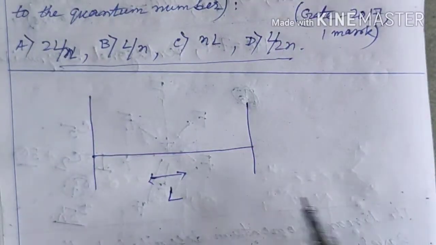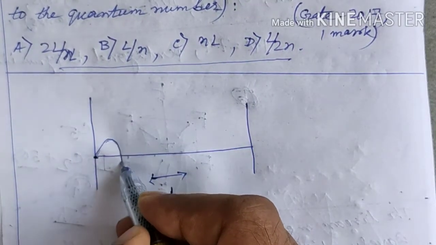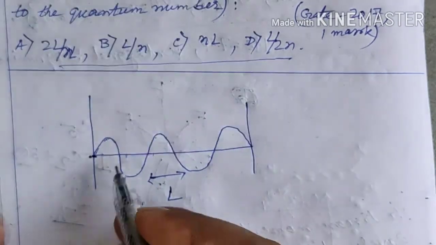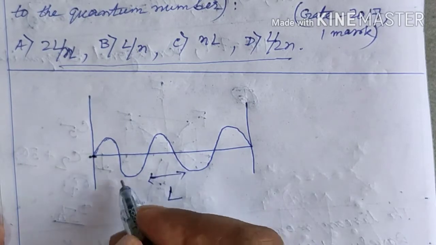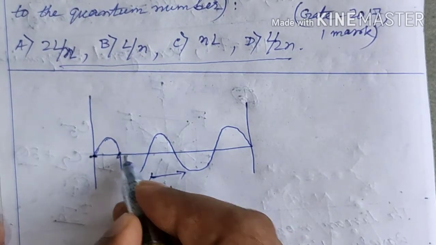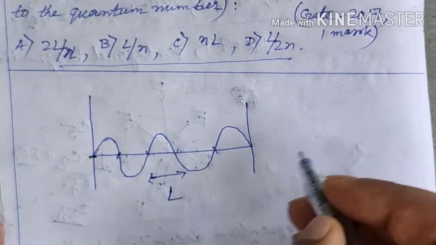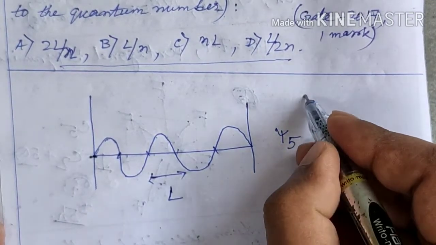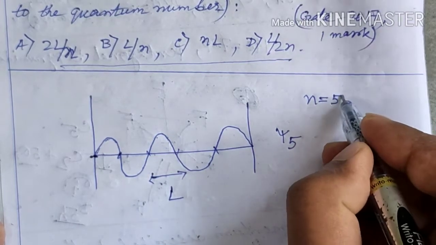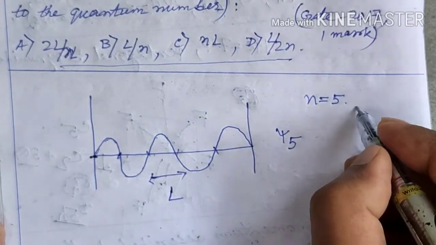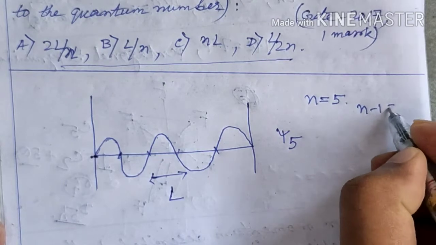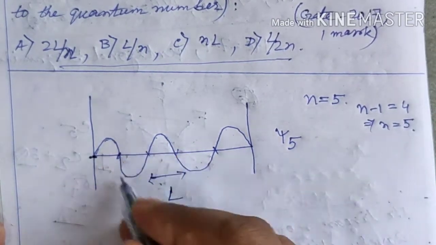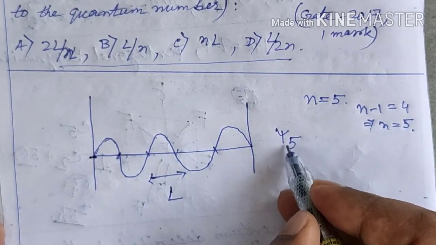Now if we think about a wave function like this, suppose a wave function like this, and this wave function corresponds to, since there is 1, 2, 3 and 4 nodal plane, that means it is for psi 5, that is here n is equal to 5. Since number of node is equal to n minus 1, here is 4, so n is equal to 5. So this wave function corresponds to psi 5.